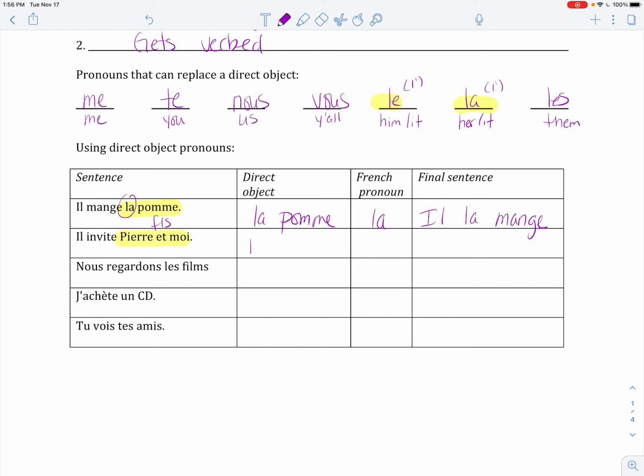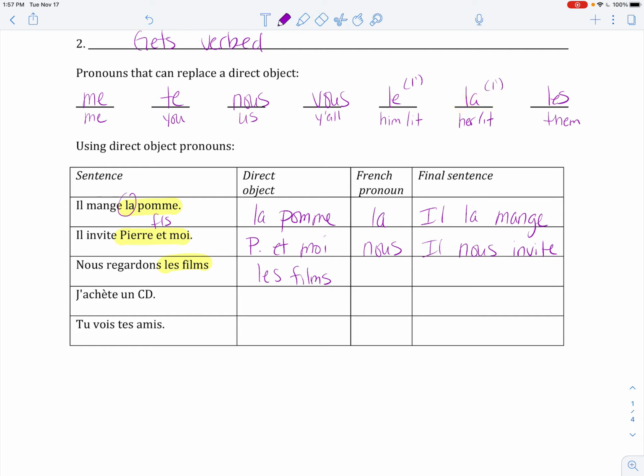Okay, next sentence. Nous regardons les films. We're watching the movies. What's being watched? The movies. So that's our direct object, les films. And we need a pronoun to replace that. Are we watching me, you, us, y'all, him or it, her, them? The one that makes sense for the movies is them. So we're watching the movies, we're watching them. So our pronoun is les. We put it between the subject and the verb. Nous les regardons.